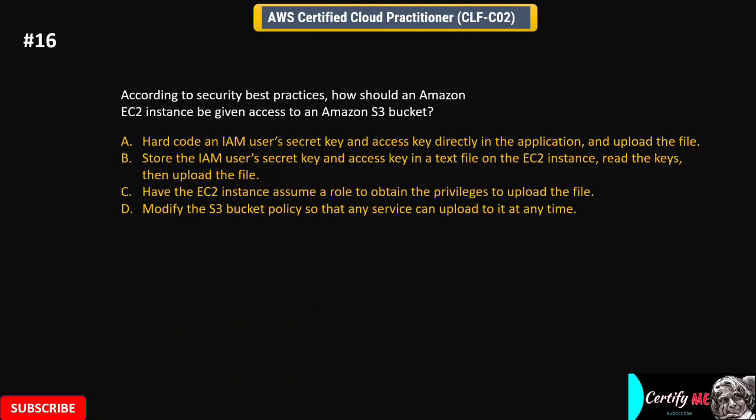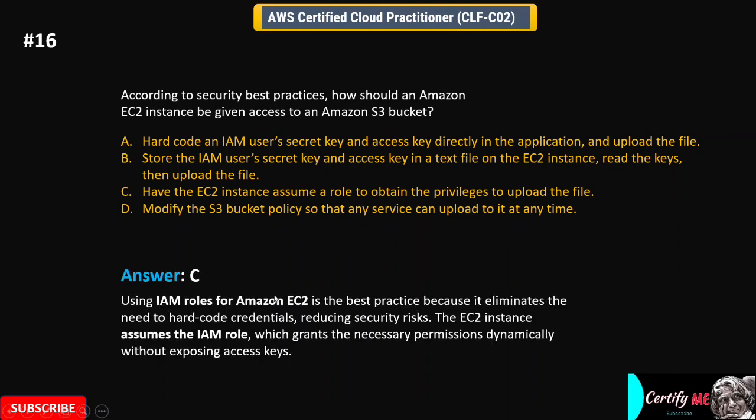Next question. According to security best practices, how should an Amazon EC2 instance be given access to an Amazon S3 bucket? Option A, hardcode an IAM user's secret key and access key directly in the application and upload the file. Option B, store the IAM user's secret key and access key in a text file on the EC2 instance, read the keys, then upload the file. Option C, have the EC2 instance assume a role to obtain the privileges to upload the file. Option D, modify the S3 bucket policy so that any service can upload to it at any time. The right option is option C.